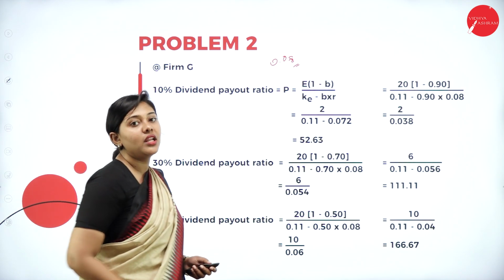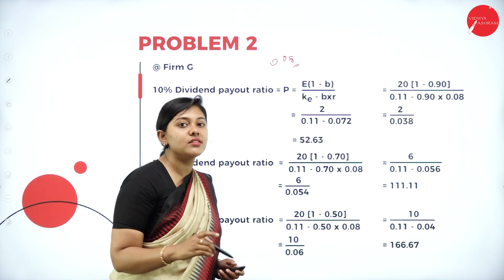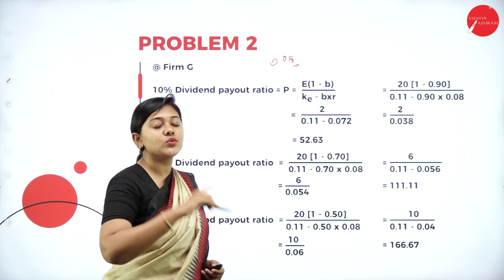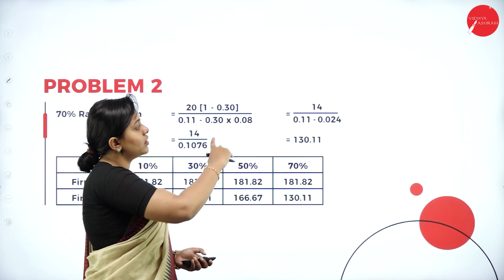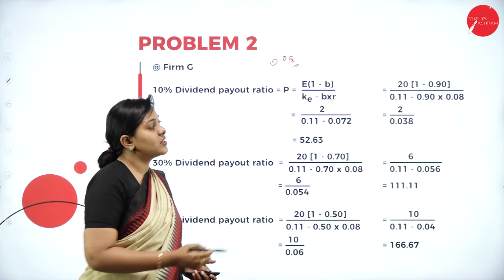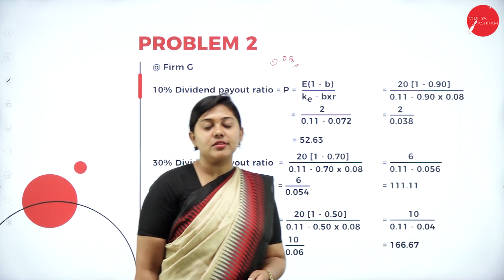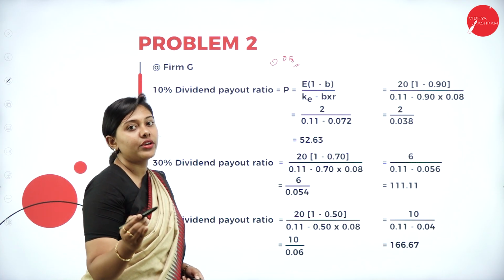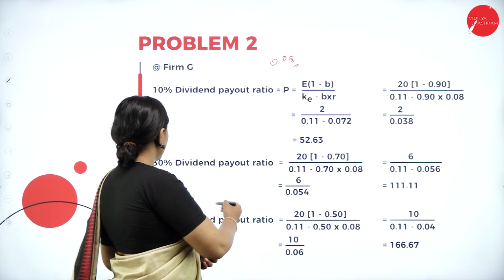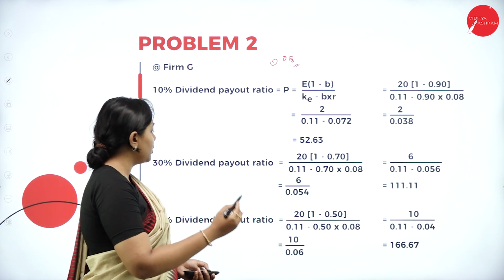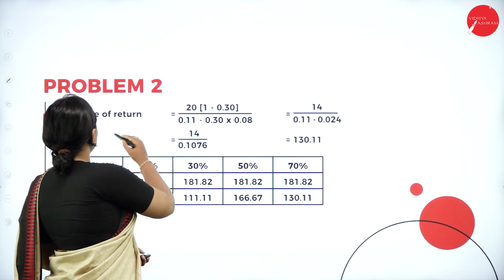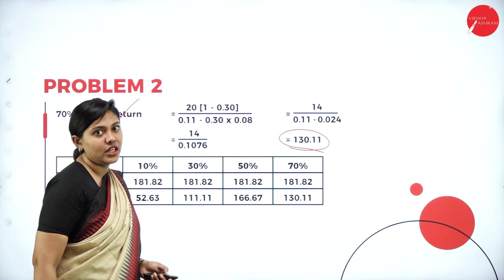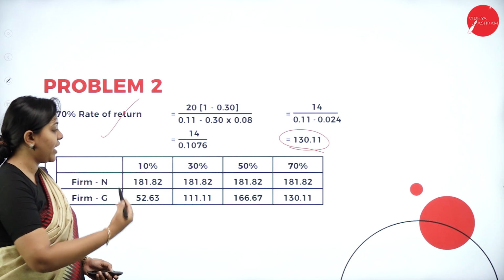So everything is similar as we have taken. Only the change that we have is the return we are taking, 0.08. So in the first case we have taken 12%. In the second case we have taken how many percent? 11%. In the third case, we are taking 8%. So 0.08. If you substitute for all the cases, that is dividend payout ratio is 10%, 30%, 50%, and the last is dividend payout ratio 70%, the answer you get is the similar 130. So this is the answer you get for firm N and firm G.